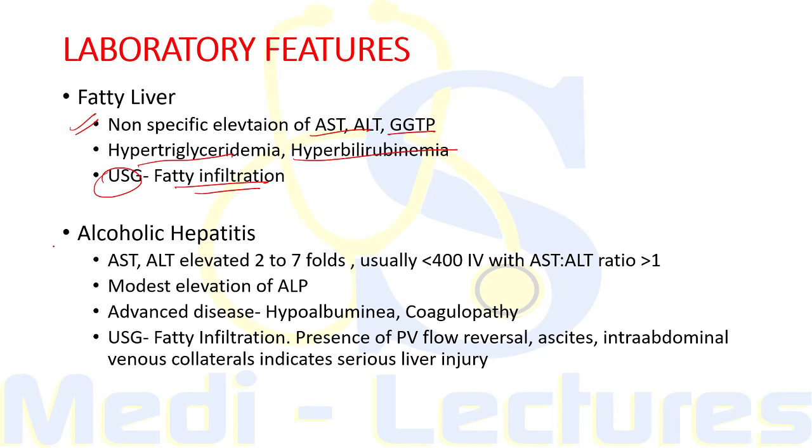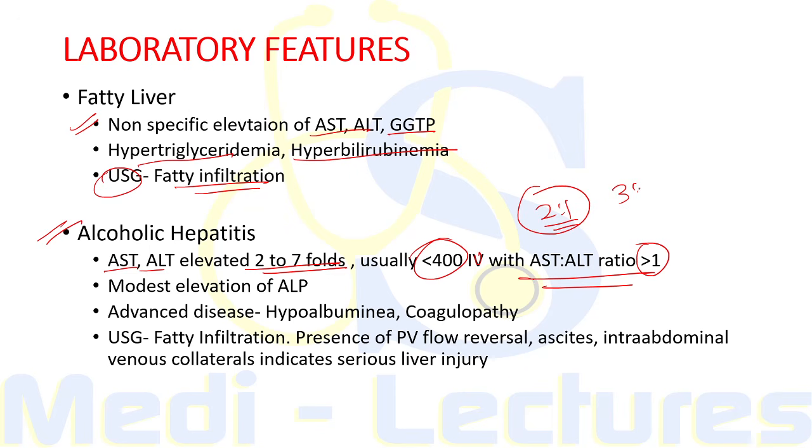In alcoholic hepatitis, the AST and ALT are elevated 2 to 7 fold, but this will be less than 400 international units. Now, the specific finding in alcohol related disease is the AST to ALT ratio. This is usually more than 1 and it is usually 2:1, which is suggestive of alcoholic liver disease, and if it is 3:1, then it will be highly suggestive, sometimes diagnostic of alcoholic liver disease.